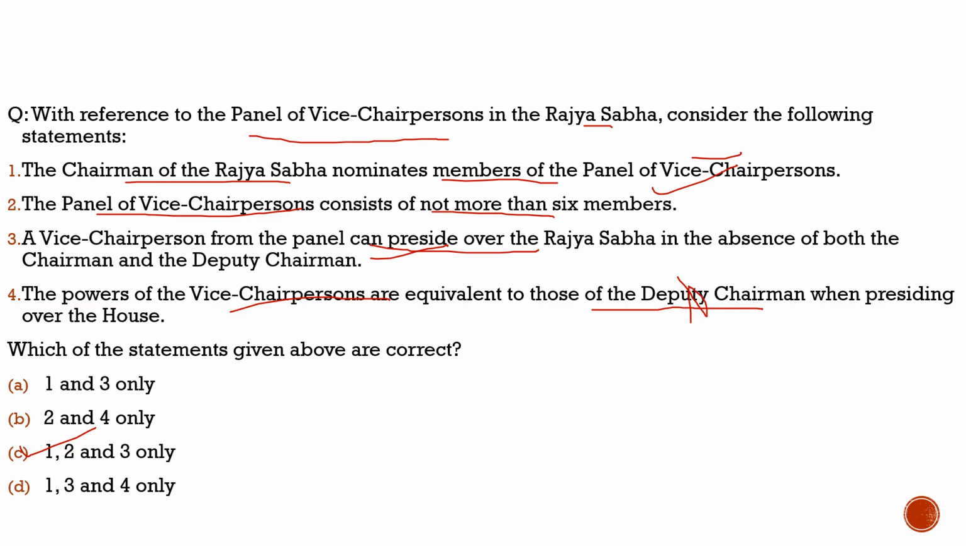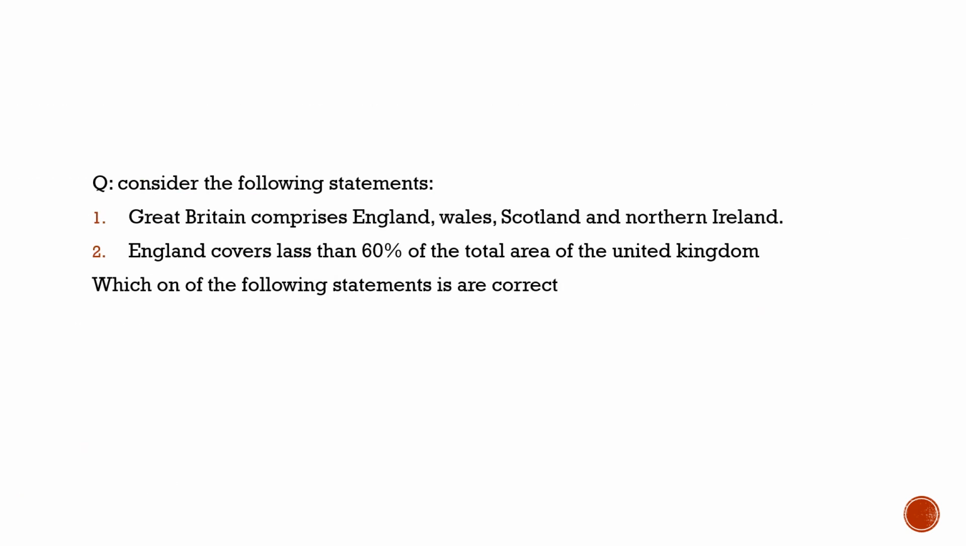Now with this, let's move to the last part of our discussion, where we will solve a previous year question from the world geography. Let's see what question we had brought. Here the question says, consider the following statements. First statement: Great Britain comprises England, Wales, Scotland and Northern Ireland. So please remember this Great Britain, UK was in news recently, and if this question would be repeated, or any alteration of this question, I won't be surprised.